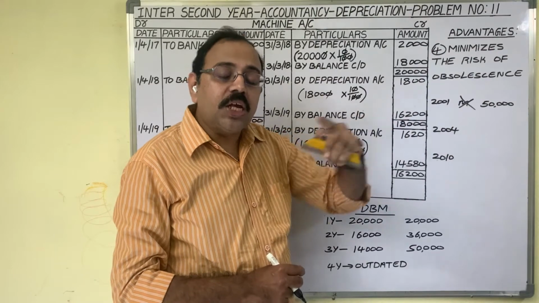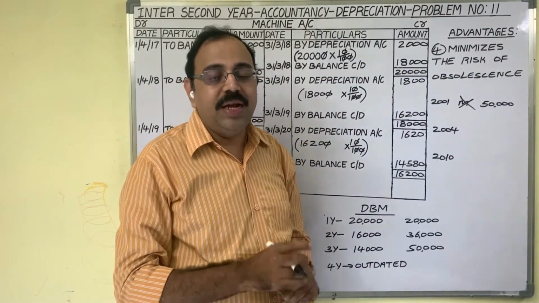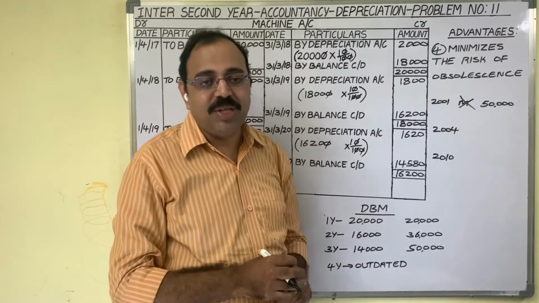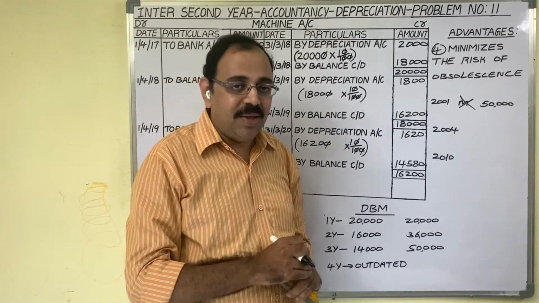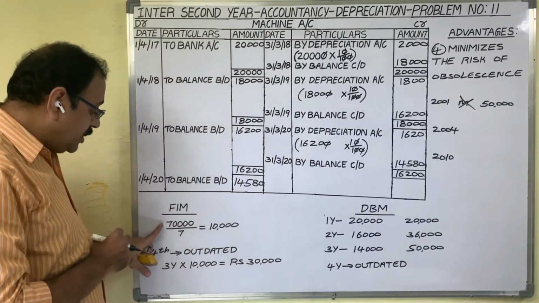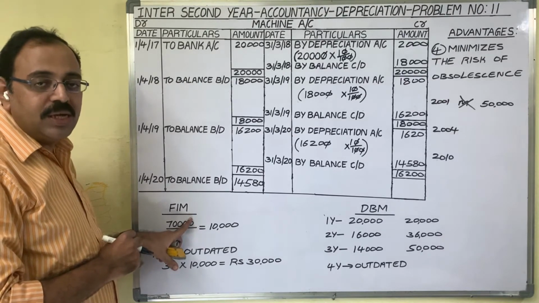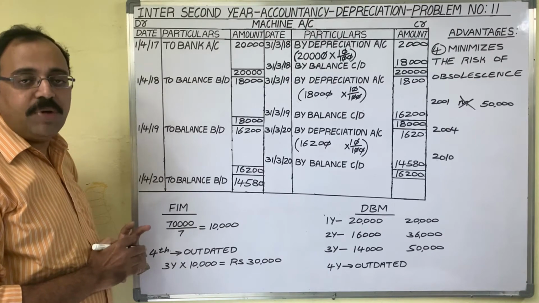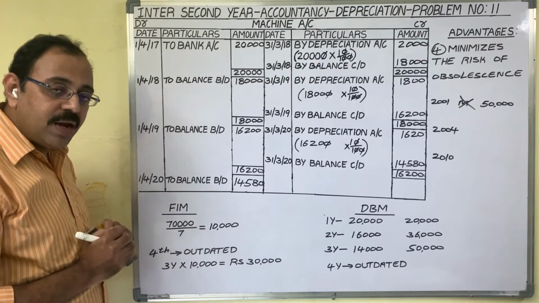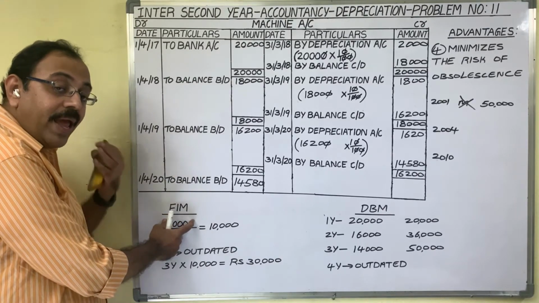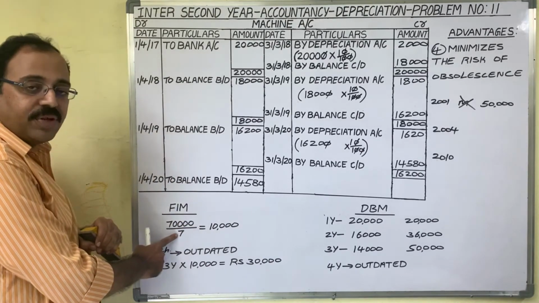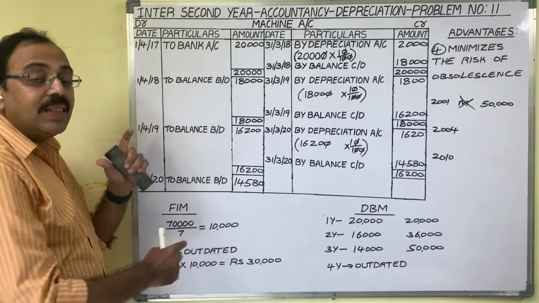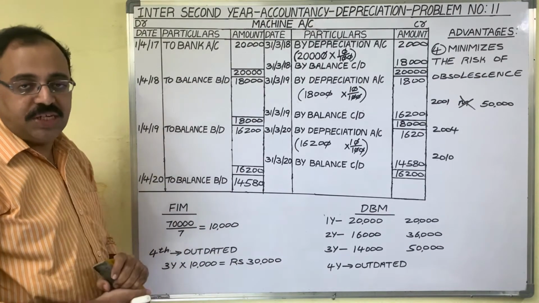If any asset is exposed to the obsolescence problem, it is advisable to provide the depreciation on that particular asset under the diminishing balance method. What is the reason behind that? Let us see. Suppose one asset is purchased for 70,000 rupees and the estimated life of that asset is 7 years. Under the fixed installment method, how will depreciation be calculated? The cost of the asset is allocated throughout its life. 70,000 divided by 7 is equal to 10,000. So every year 10,000 will be provided as depreciation.